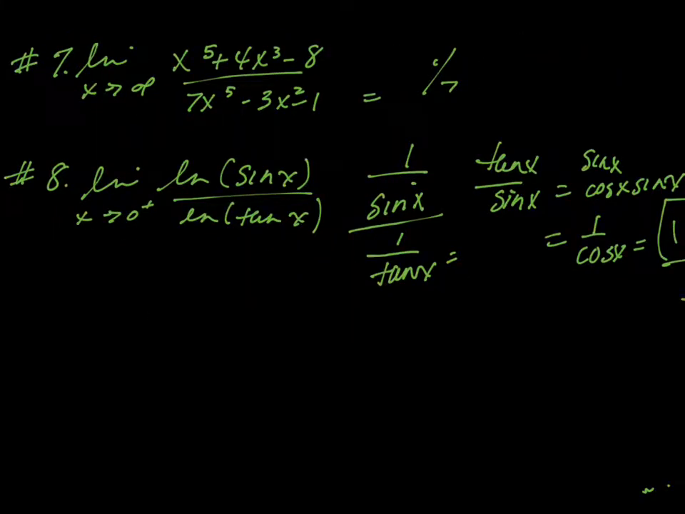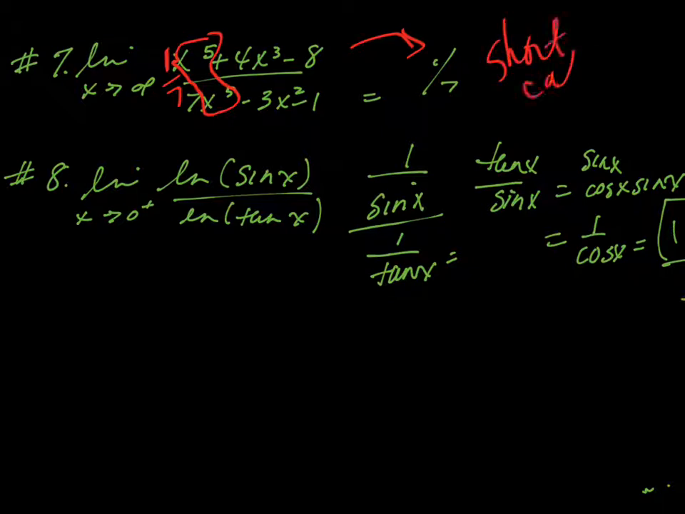Number 7 is really easy. Don't even use L'Hopital's. I'm not even gonna try. That's infinity over infinity, and I'd have to keep going like 5 times using L'Hopital. We know this is an x to the 5th and an x to the 5th, so the coefficients are 1/7. So that's the limit. So use the shortcut, please, for that.